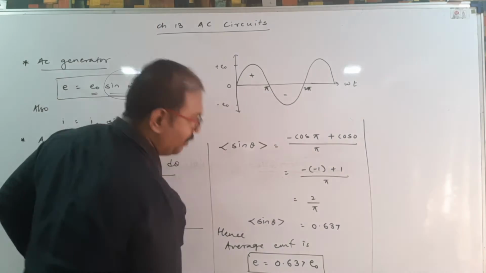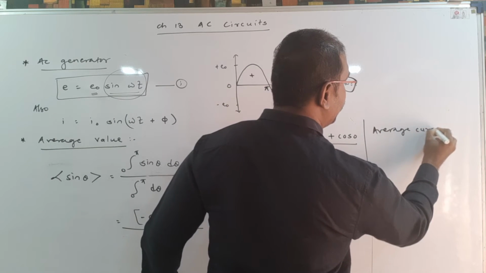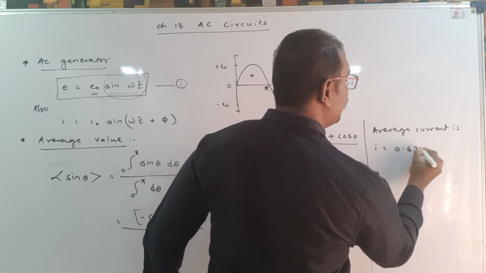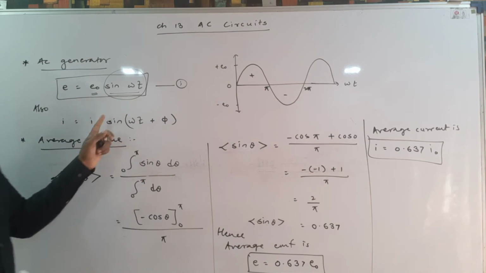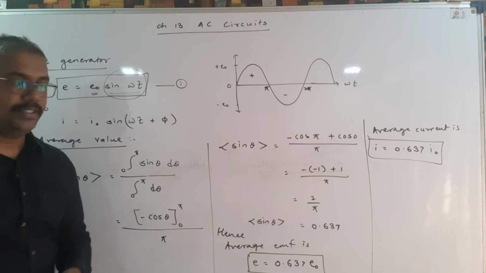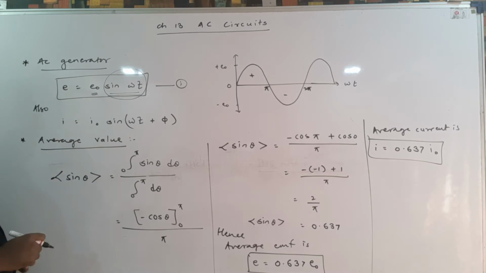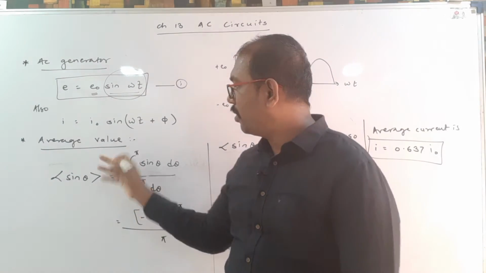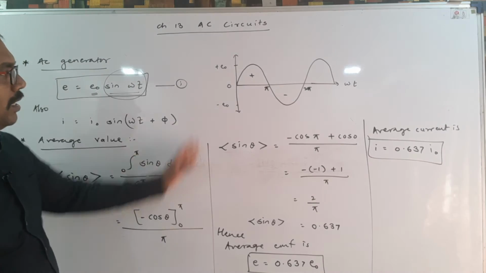Instead of writing here, I will write it here. Average current I is equal to 0.637 I0. Here I0 and E0 are the peak value of current and the peak value of the EMF. I hope everyone understood what the average value is, and what the average value over a half cycle is.